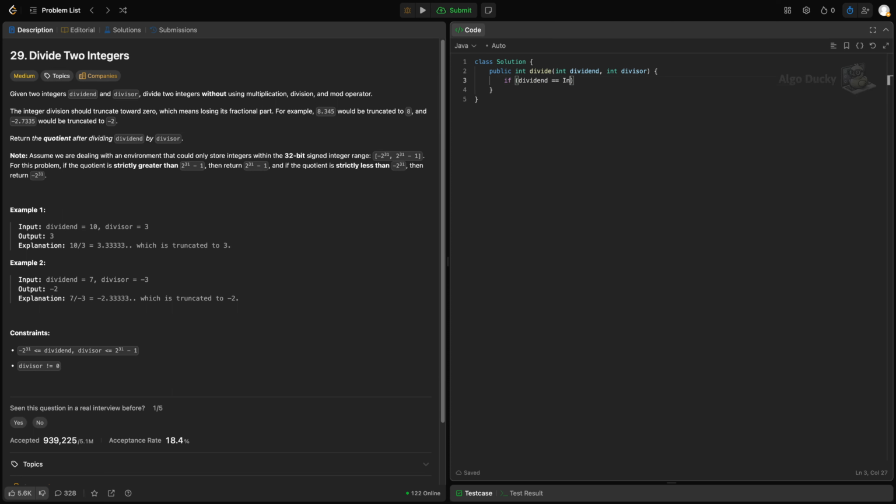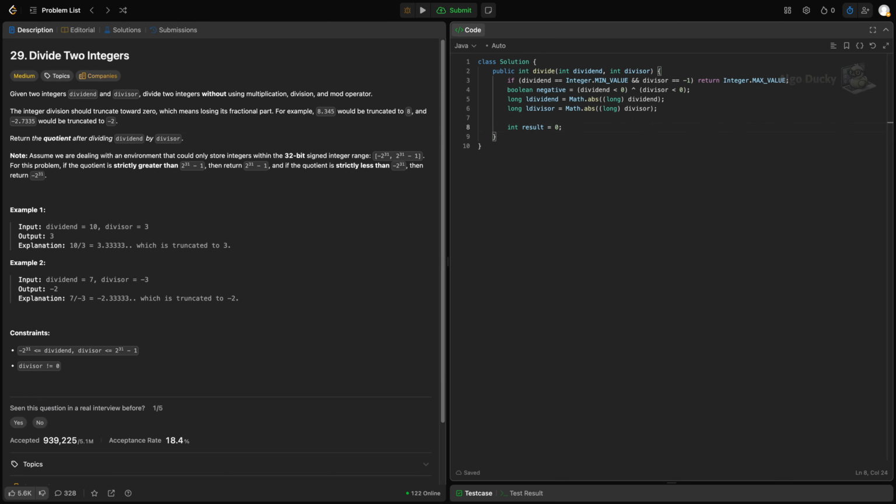Once again, we catch that pesky overflow case up front. If dividend is integer min value and divisor is -1, the result overflows. So we cap it at integer max value. We check the sign of the result using XOR, same idea as before. If only one input is negative, the result should be negative. We convert both values to positive longs. This helps us dodge overflow traps and makes subtraction cleaner and safer.